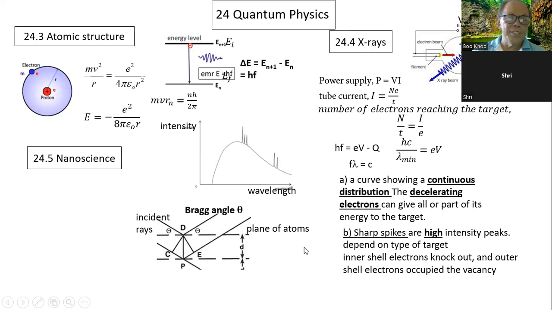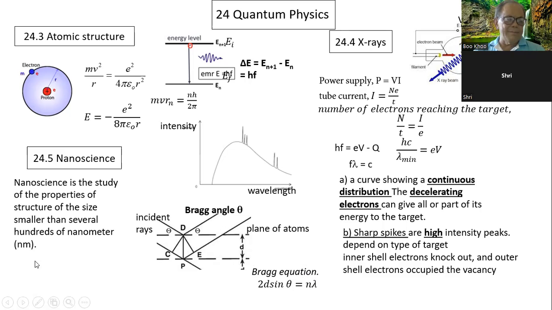And Bragg equation. There's an incident ray. There's a Bragg angle or glancing angle. There's the plane of the atoms. Then Bragg's equation. Remember that? Nano science very rarely comes out for us. Just came out 1 year.